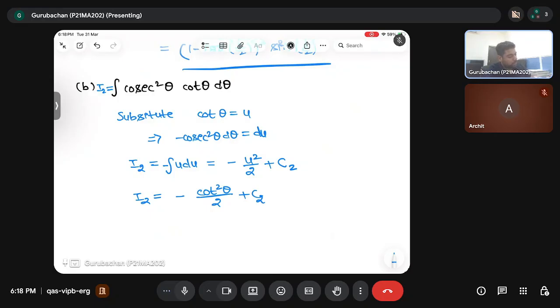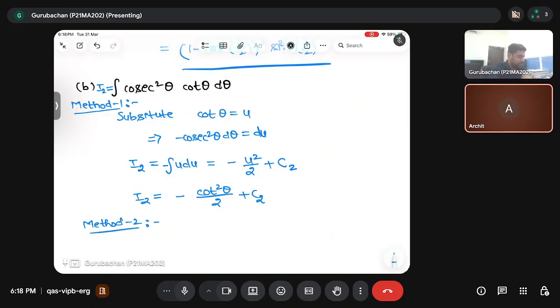Is this the only possible substitution, or can you substitute something else also? Sir, we can substitute cosec square theta also. Cosec square theta or cosec theta? Sir, cosec square theta. Okay, as you are saying, so I'm just trying.